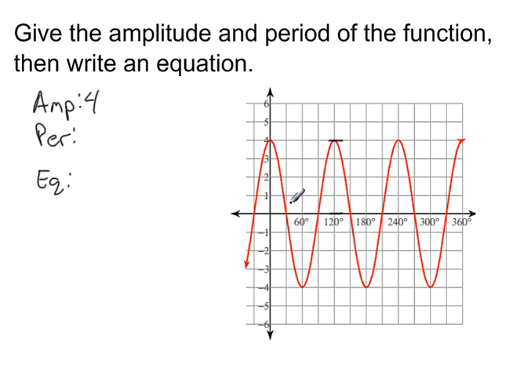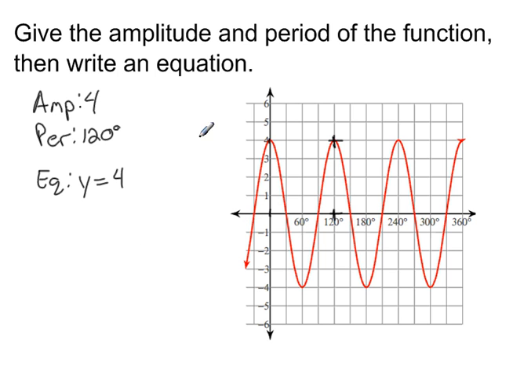For the period, I want to see where it starts to repeat itself. So here it goes down and then up all the way back to where it was, and then it starts to go down and up again. So my period is from here to here, which is 120 degrees. Now, I need to figure out what my b value is. In my equation, the a value is easy enough. It's 4. Now, we also need to figure out if this is sine or cosine.